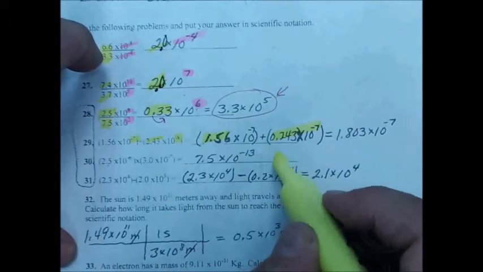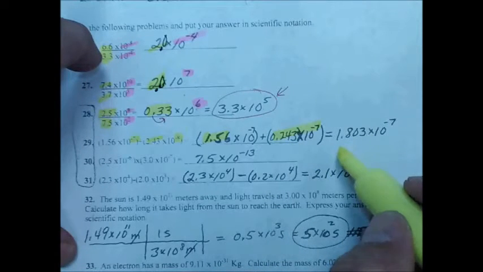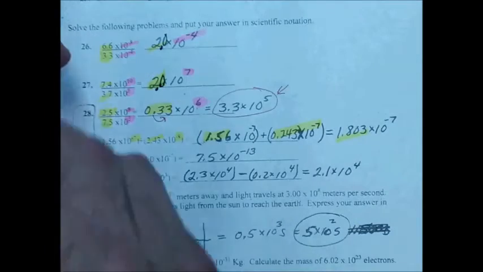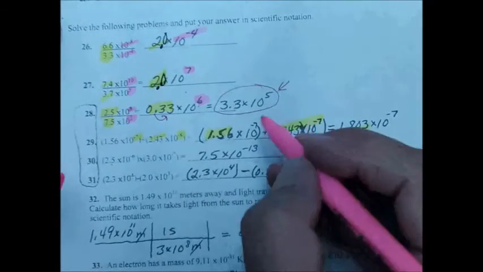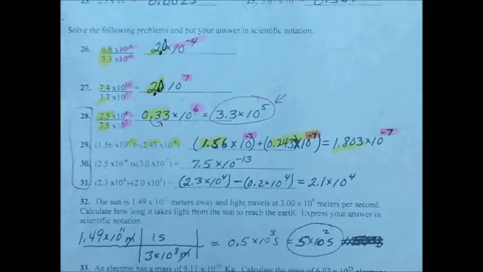1.56 and 0.243 add up to be 1.803. And the power, since it's the same on both, stays the same in the answer. Negative 7.